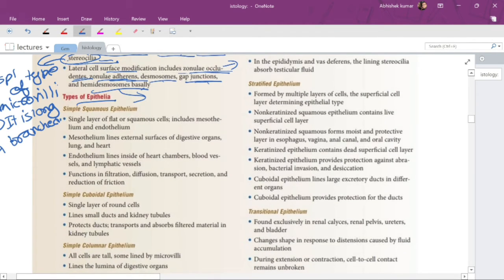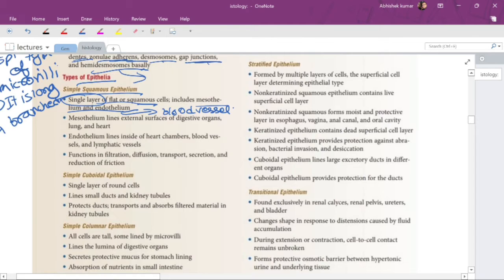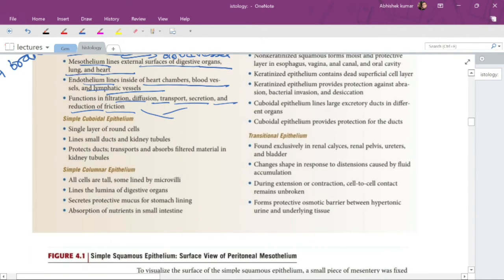Now, what are the types of epithelia? Simple squamous epithelium: a single layer of flat cells. So only one layer is going to be present. It includes mesothelium and endothelium. Endothelium is the lining of blood vessels. So these are going to be a single layer of cells. Mesothelium lines the external surface of digestive organs, lungs, and heart. Endothelium lines the inside of heart chambers, blood vessels, and lymphatic vessels. Functions are filtration, diffusion, transfer, secretion, and reduction of friction. So all these functions you are going to have to remember.